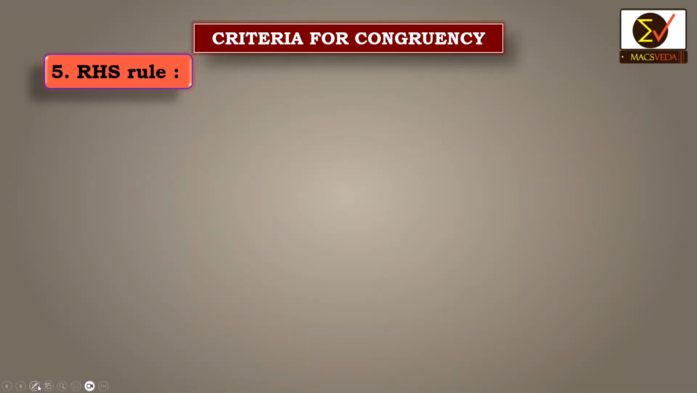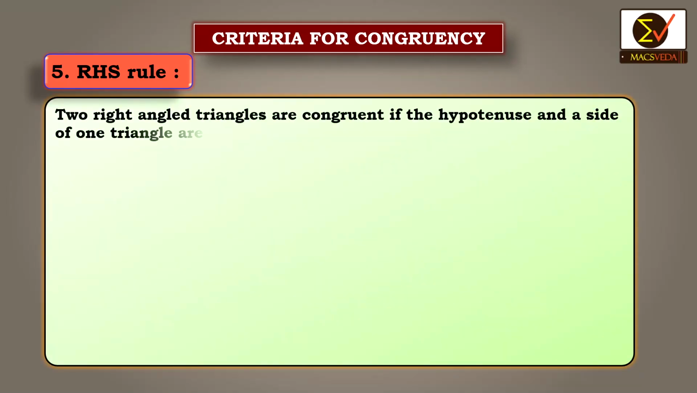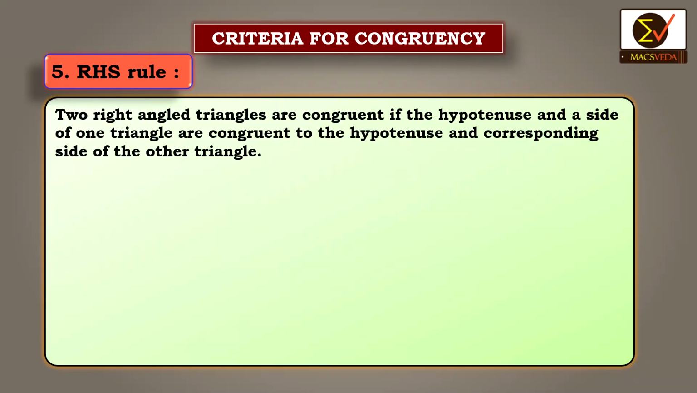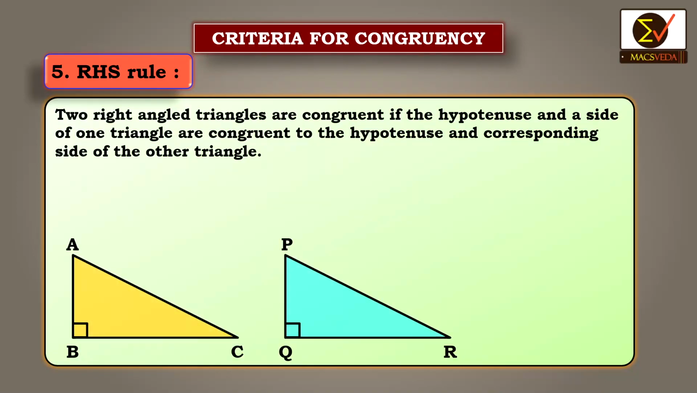The next one is the RHS rule or RHS criterion: right angle, hypotenuse and side. Two right angled triangles are congruent if the hypotenuse and a side of one triangle are congruent to the hypotenuse and corresponding side of the other triangle. So here these are two right angle triangles. Automatically they have right angles, so one angle is equal, that is the right angle. And what else? The hypotenuse of one triangle is congruent to the hypotenuse of the other triangle.